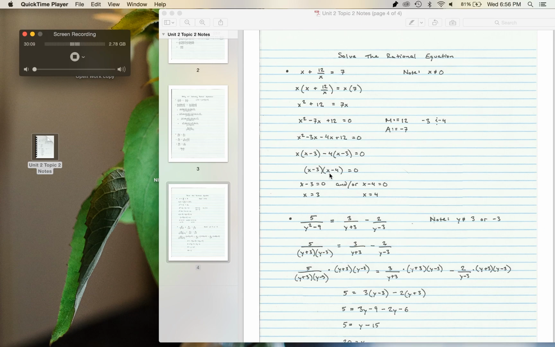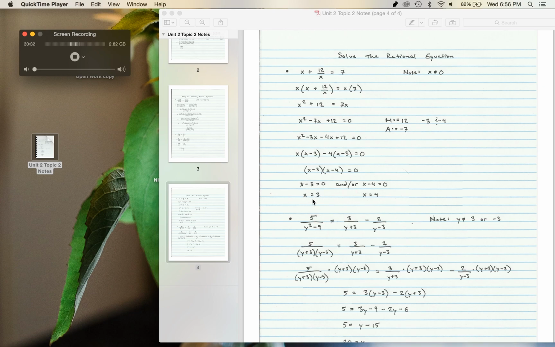x minus 3 times x minus 4 is 0. Two things multiplied together is 0, meaning that either x minus 3 is 0 or x minus 4 is 0, or both. Solving for x here, add 3 to both sides, I find that x is 3. And over here, adding 4 to both sides to solve for x, I find that x is 4.